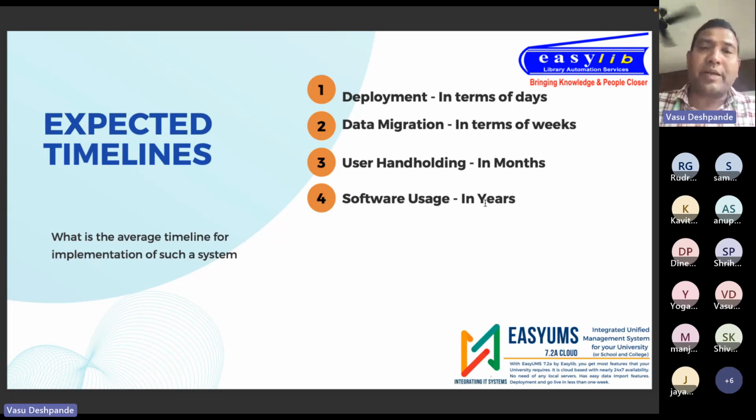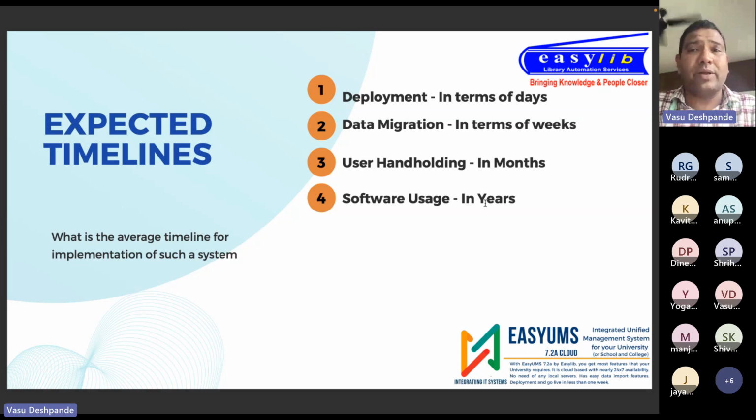Next portion is the data migration. Getting the existing data and putting it over here should complete in a matter of weeks. I have seen in some cases, the data migration goes for years together. That is, months together. That is definitely not what is expected. You deploy the software today, in a couple of weeks, maybe 4 weeks, your entire data should come from the old system to the new system so that within 1 month, you are fully up and running.